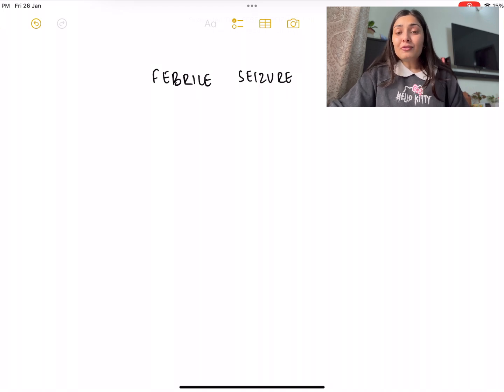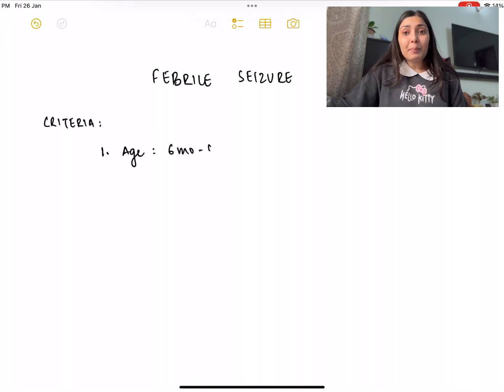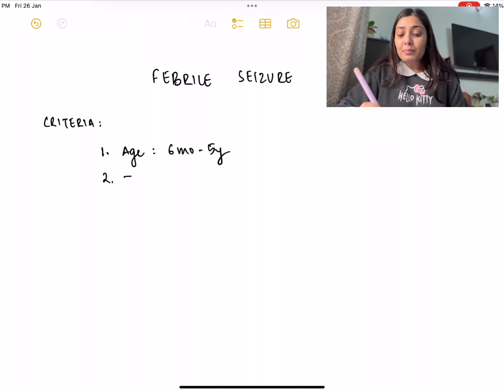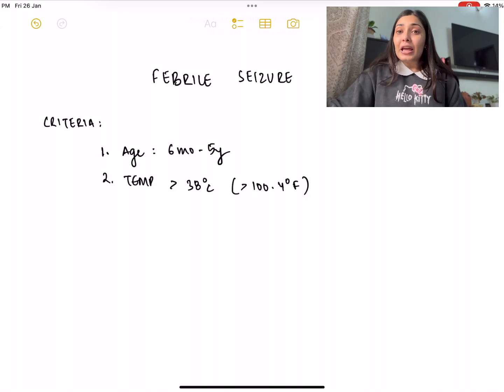To label it as a febrile seizure, we have a criteria. Let us look into the criteria for this febrile seizure. The age of the child should be between 6 months to 5 years, a developing child, right? And there should be fever, that is temperature more than 38 degrees Celsius or more than 100.4 degrees Fahrenheit. And also we have to exclude other diagnoses that can cause both seizure and fever.